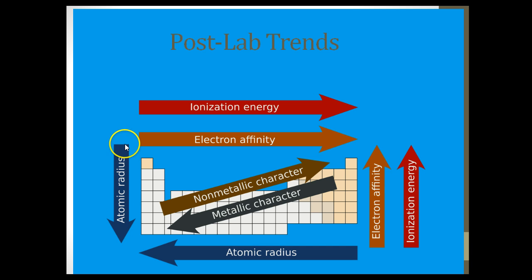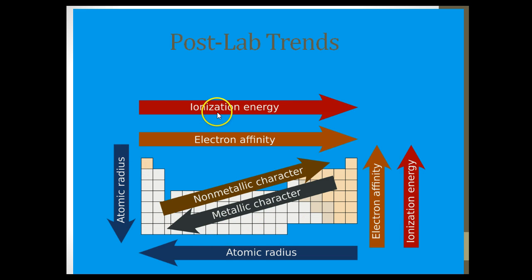Atomic radius increases going down because of energy levels and electron shielding, and it decreases going across because of a stronger nuclear charge, which means it increases going the other way because of the opposite, a weaker nuclear charge. Same energy level.